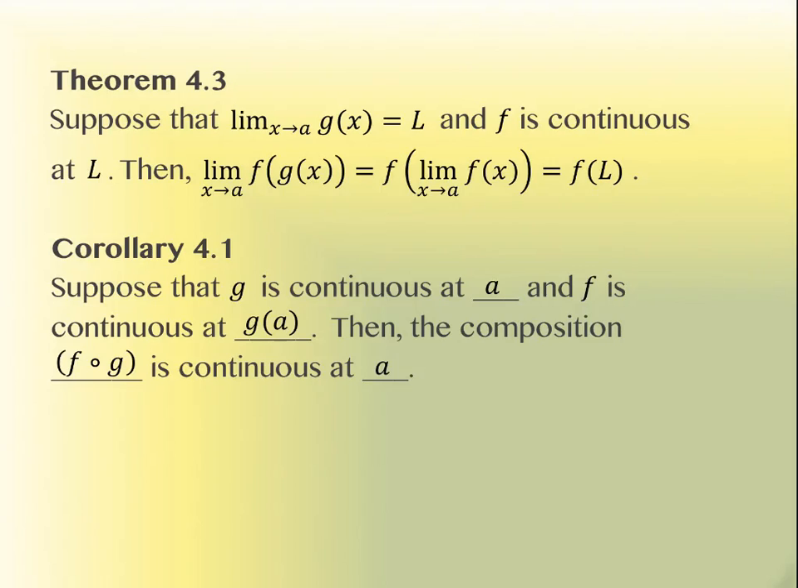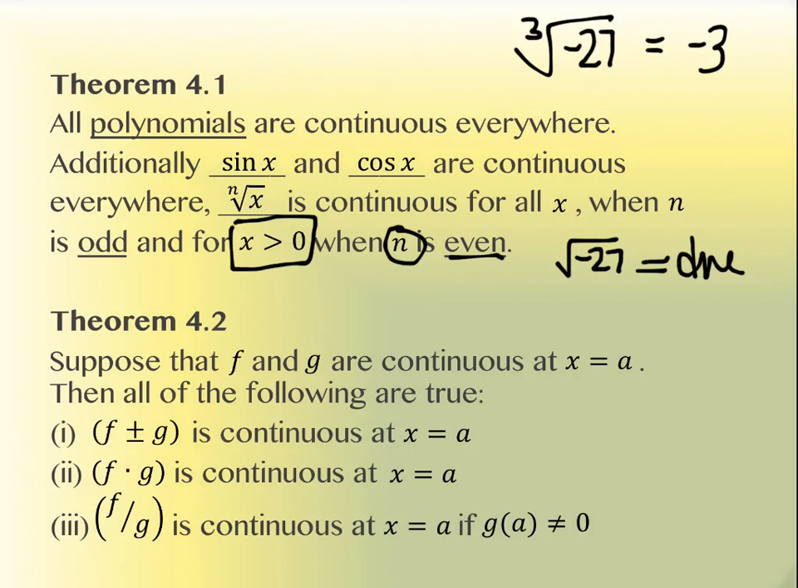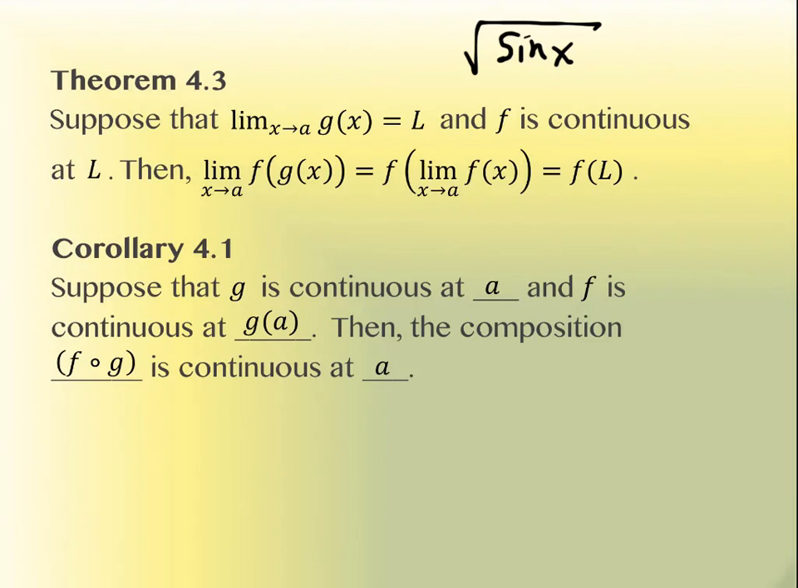All right, Theorem 4.3 says that if we have a limit and it equals L, and f is continuous at L, then we could do a composition of limits. That is, let's say, for instance, that you had the square root of the sine of x. Let's just say that that's what you had. Well, sine of x, over here in the previous slide, says it's continuous everywhere. Yay, it's continuous everywhere. It's got a limit. We can go with that, right? So that's sine of x.